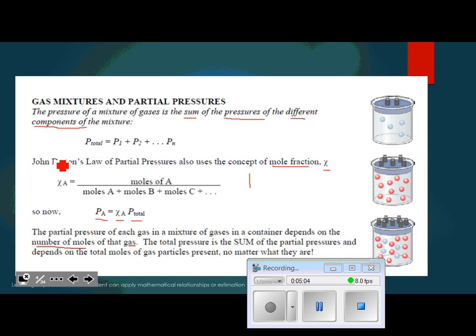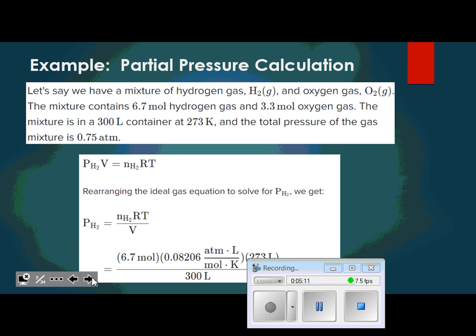So that's a way where you can find both the total pressure and partial pressure of gases in a mixture. So let's say you're given this problem.